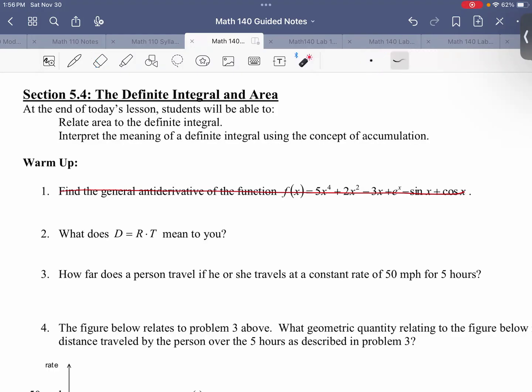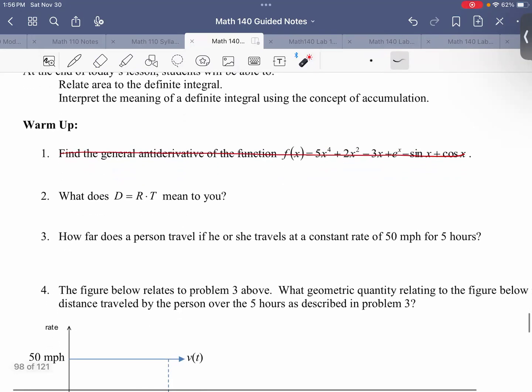So let's go ahead and look at some warm-up problems. Let's skip number one. You can see I crossed it out there. But look at number two. What does D equals R times T mean to you? Let's draw back to our previous education.